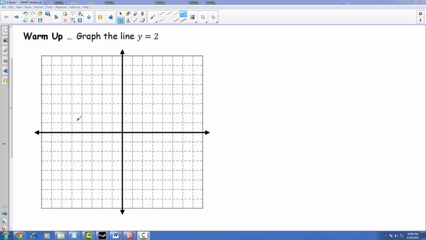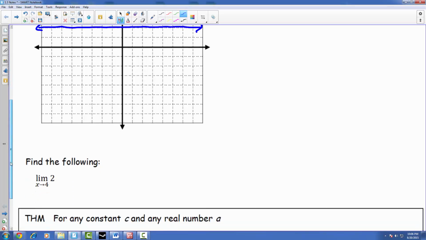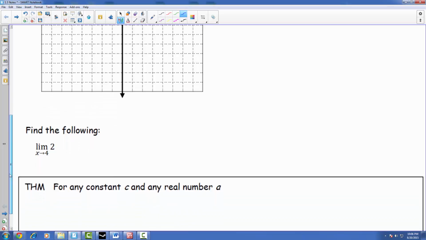Here we are at the warm-up for the 1.3 set of notes. We're asked to graph this line y is equal to 2. And as you recall from algebra, that's simply a horizontal line at 2. So you should see something like this. And then down a little bit further, we're asked to find that limit.